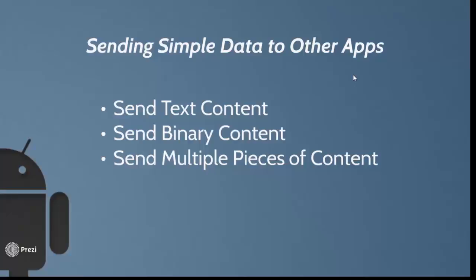Third one is send multiple pieces of content. To share multiple pieces of content, use the ACTION_SEND_MULTIPLE action together with a list of URIs pointing to the content. The MIME type varies according to the mix of content you are sharing. For example, if you are sharing 3 JPG images, the type is still image/jpg. For a mixture of image types, it should be image/*.